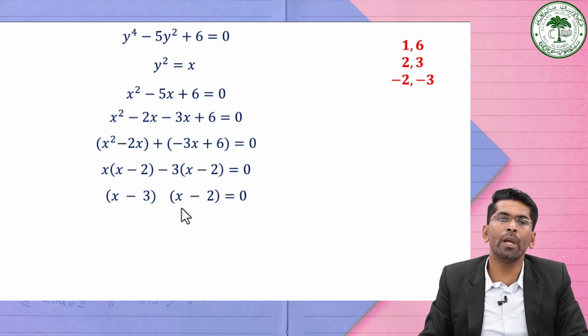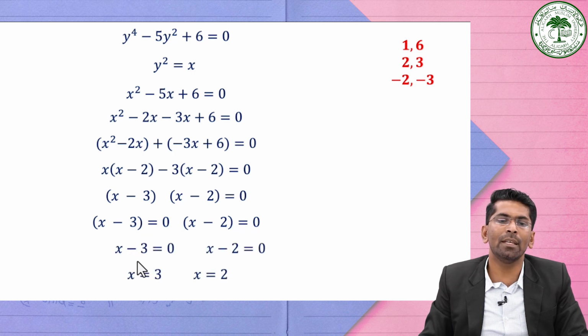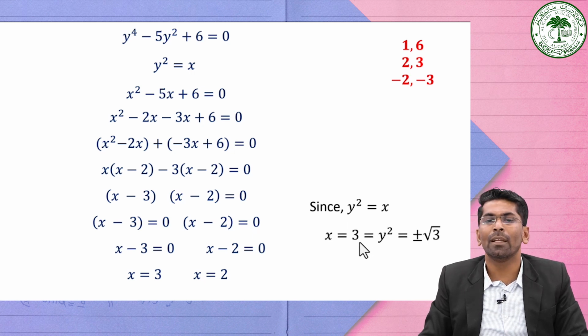Now separately I am equating these terms to 0. So x minus 3 is equal to 0, x minus 2 is equal to 0. So now solving for x, x is equal to 3 and x is equal to 2. In this way you can find the value of x, but this value of x is equal to y square. Now we want to convert it, since y square is equal to x, y can be found by taking the root.